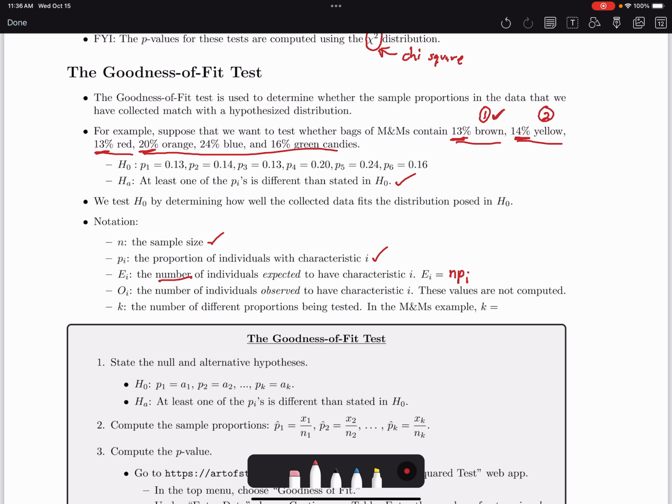O sub I cannot be computed. Those are the data that we obtain, the data that we observe. And then finally, a lowercase k is going to represent the number of proportions being tested. So in the M&M's example, we can see that k equals 6 because we're testing 6 proportions here, right?